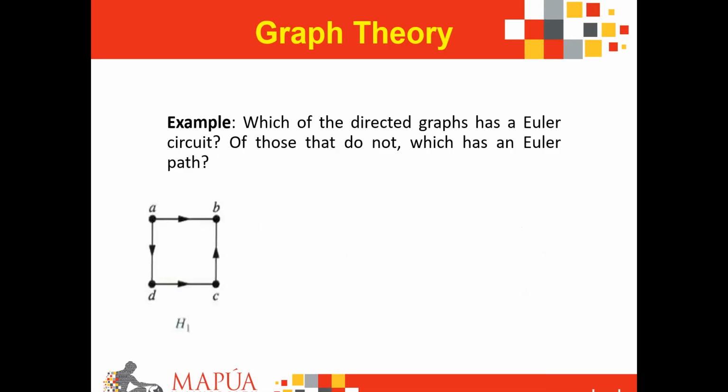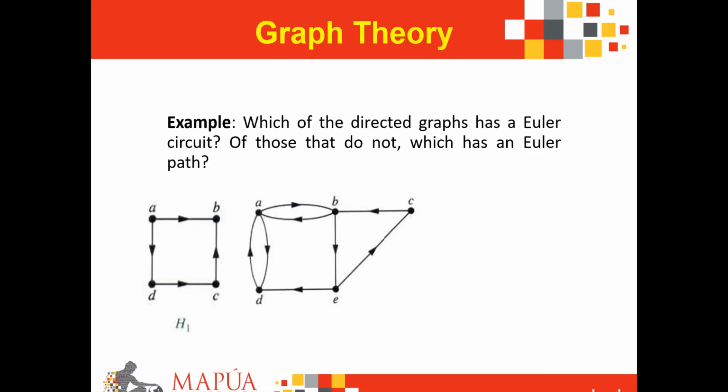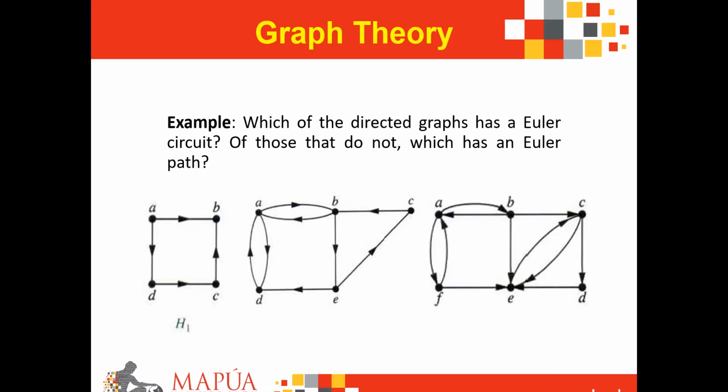On this next example, given the following directed graphs, which directed graphs have an Euler circuit? Of those that do not, which has an Euler path? This particular graph does not contain any Euler path nor an Euler circuit. What about this graph? This graph contains an Euler path. What about this graph? This graph does not contain an Euler path, nor does it contain an Euler circuit.